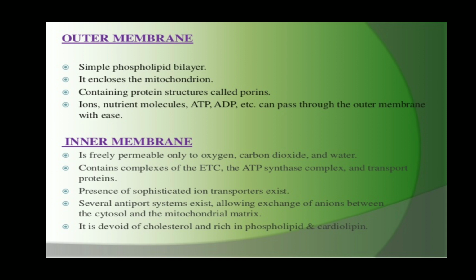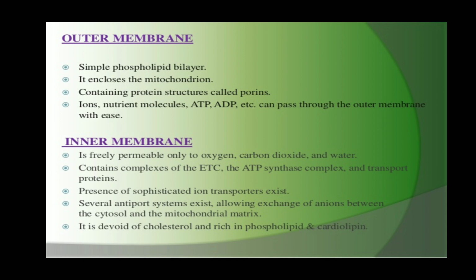Then the ions, nutrient molecules, then ATP, ADP, etc. These can be passed through the outer membrane with ease, right? That doesn't need any special energy to transport, as they have the porins. So the porin acts as a transporter. Then the inner membrane. The inner membrane is freely permeable only to oxygen, carbon dioxide, and water, right?